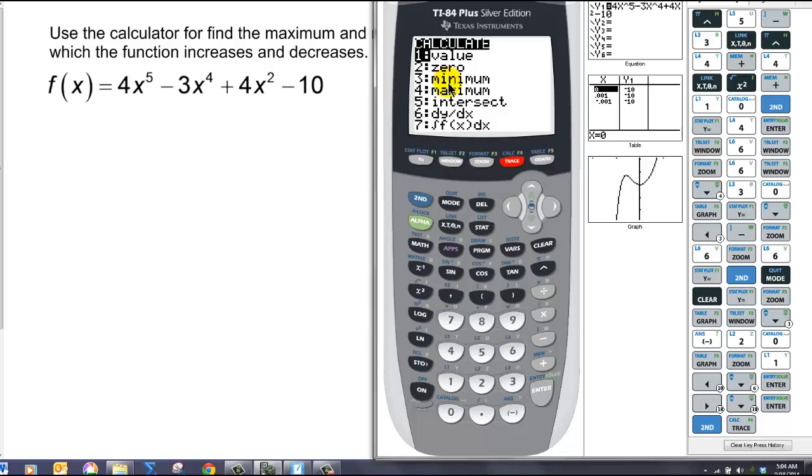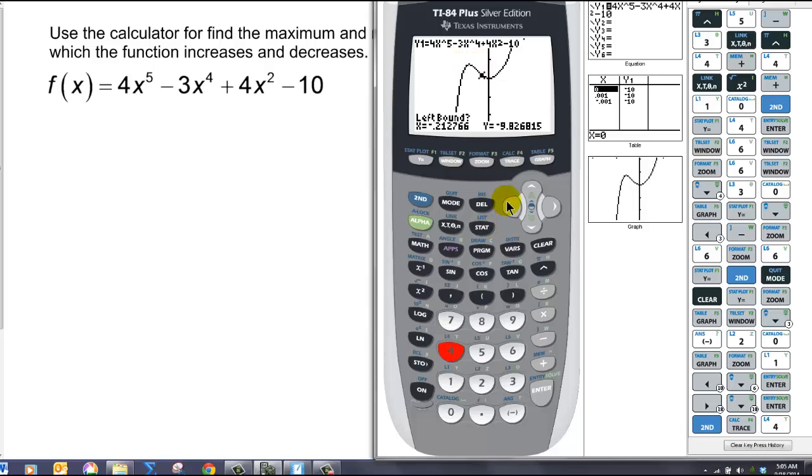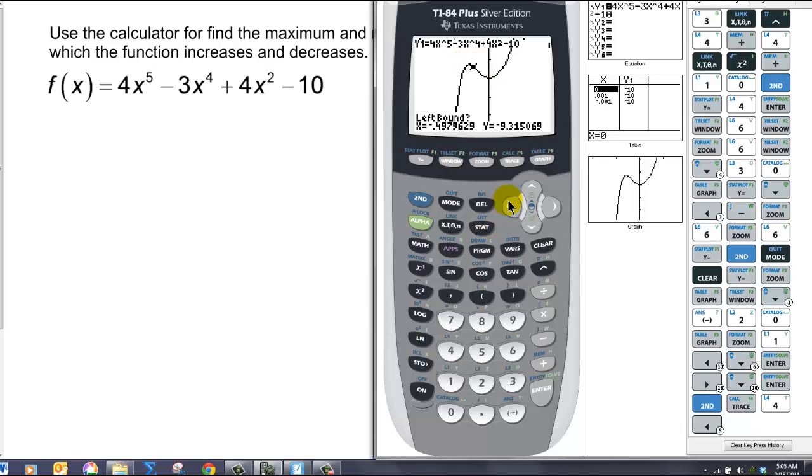And what I want to do is calculate a maximum, and you'll see that it says left bound, and there's this blinky guy. I want to take that blinker and move it to the left of the high point. So I'm going to drag it over using my arrow key. Once it's to the left of the high point, it can be anywhere left, I hit enter. Then it says right bound, and I'm going to drag it again to the right of that high point. And anywhere to the right's fine. Once it's there, I hit enter again.